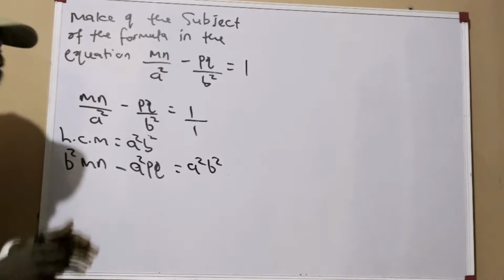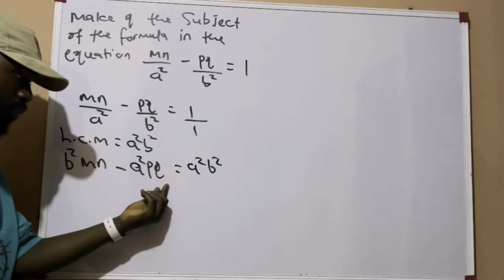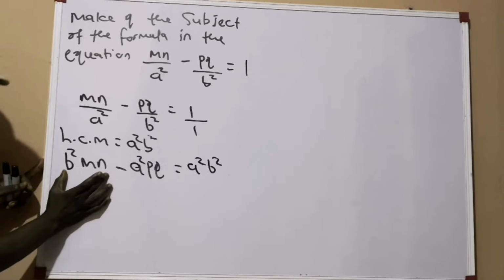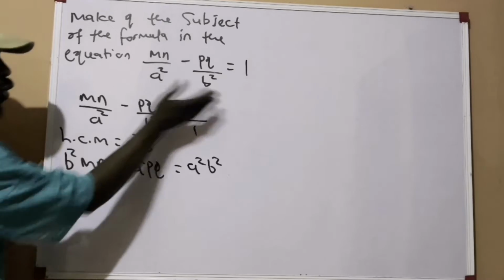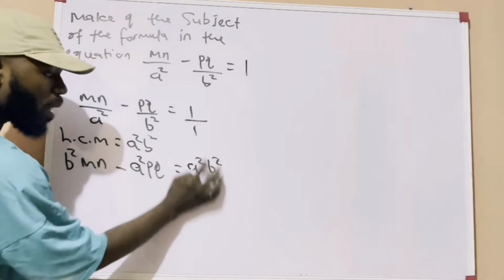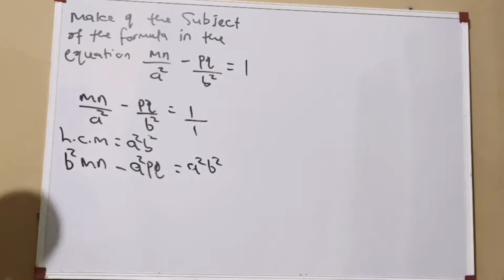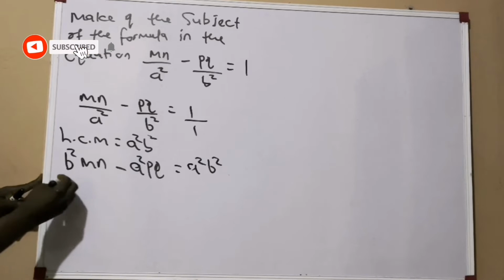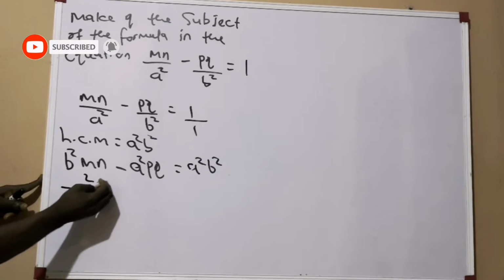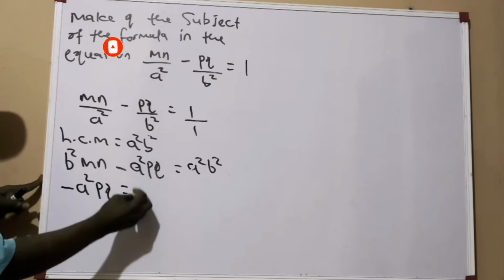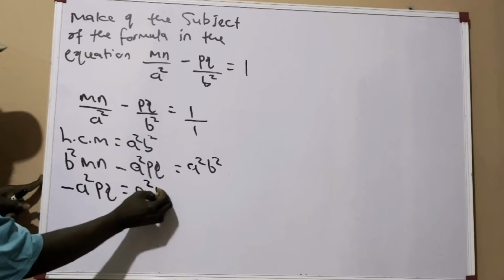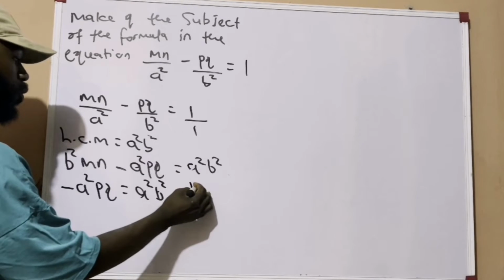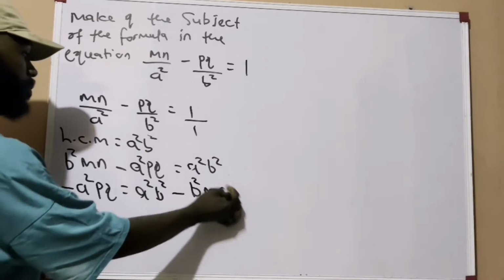Now, don't forget, what we are told to make the subject is q. So, what we are going to do is this now. b squared mn is not carrying q. There's no q in it. So, b squared mn goes to the right hand side because a squared b squared also is not carrying q. So, if b squared mn crosses, we are going to have that here, minus a squared pq, equal to, now I have a squared b squared. Now, if b squared mn crosses, it becomes minus b squared mn.